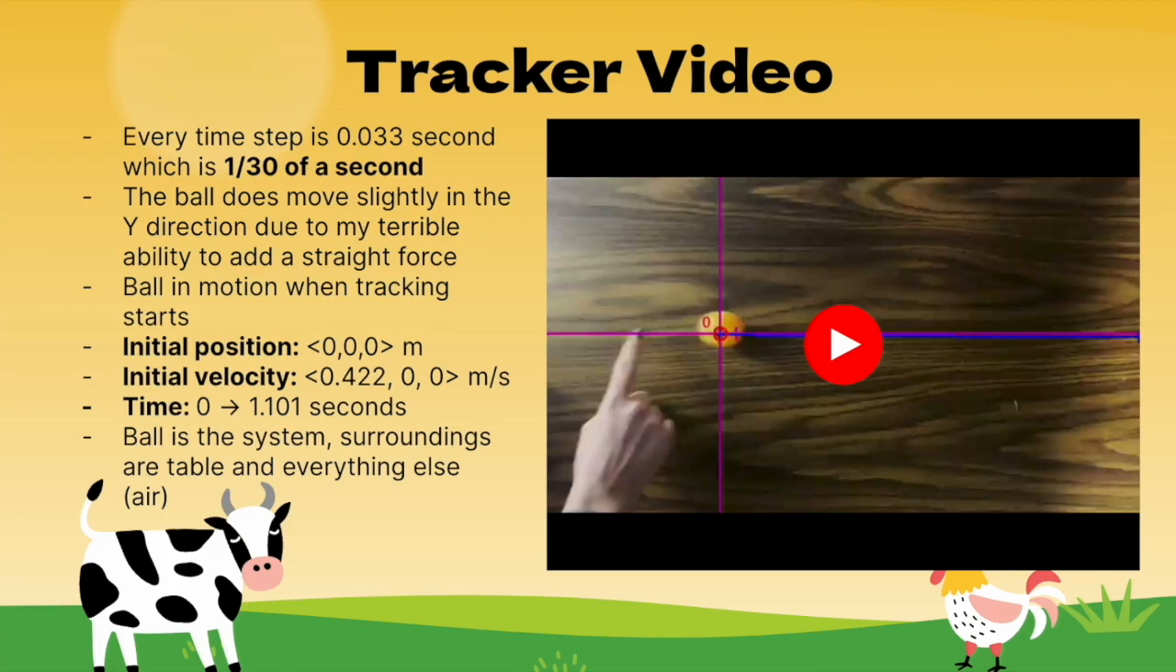with the initial position being 0, 0, 0, and the initial velocity being 0.42 meters per second, found by taking the first and second time step and using the average velocity of that. Then, the experiment is conducted over 0 to 1.1 seconds. Along with this, the ball is the system, and the surroundings are the table and everything else around it.